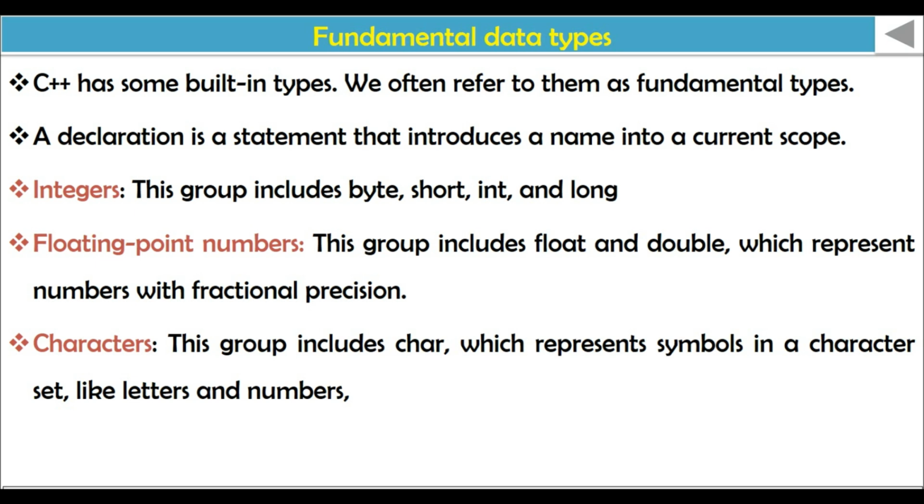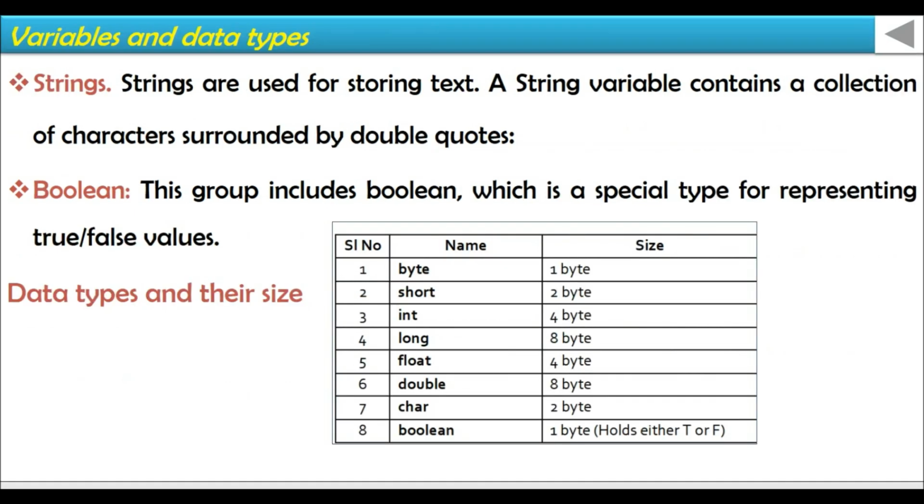የመጀመሪያው integer ነው. So here it can include negative integers and positive integers. It can include byte, short, int, or we can have long int also. ሁለተኛ floating point numbers ነው. This group includes float and double which represent numbers with fractional precision. If our expected value for that variable is a certain real number or fraction, we're going to use this data type. Character: this group includes char which represents symbols in a character set like letters and numbers. So a single character ነው የሚይዘው ይሄኛው.